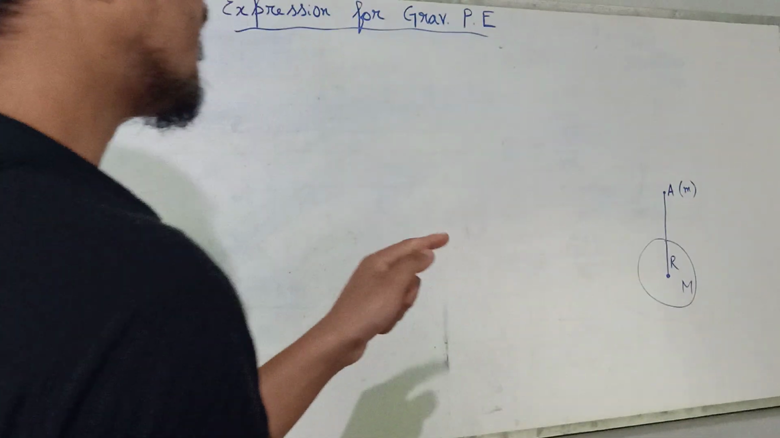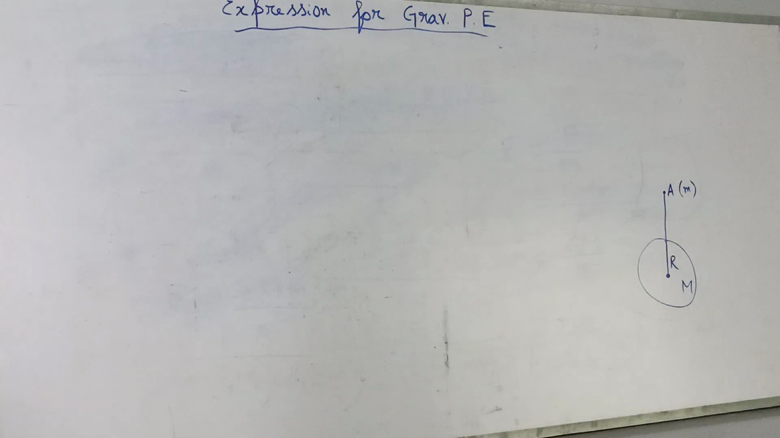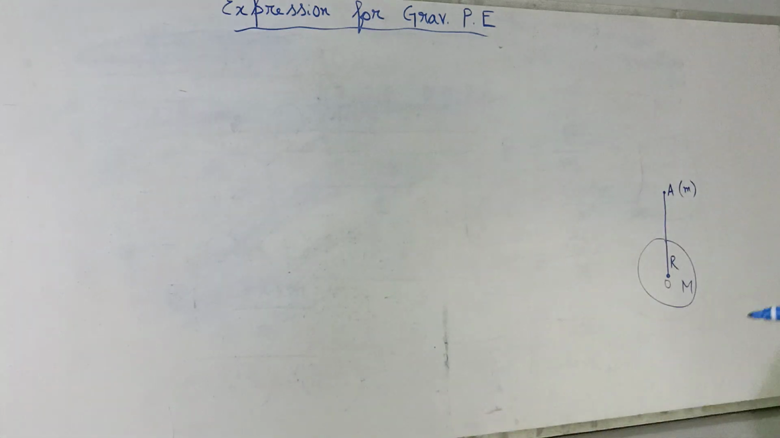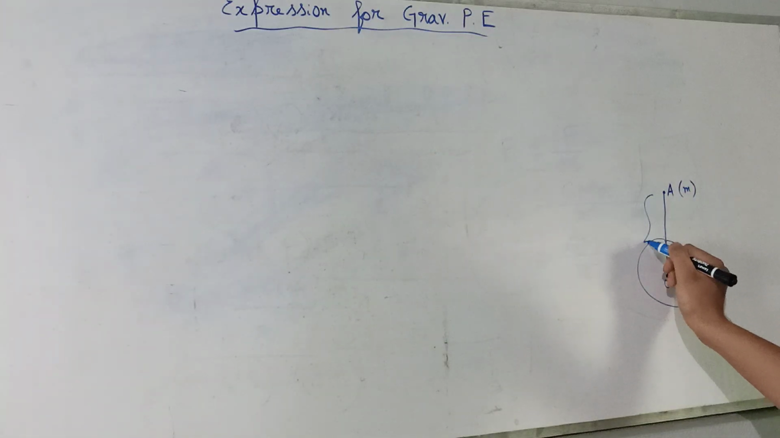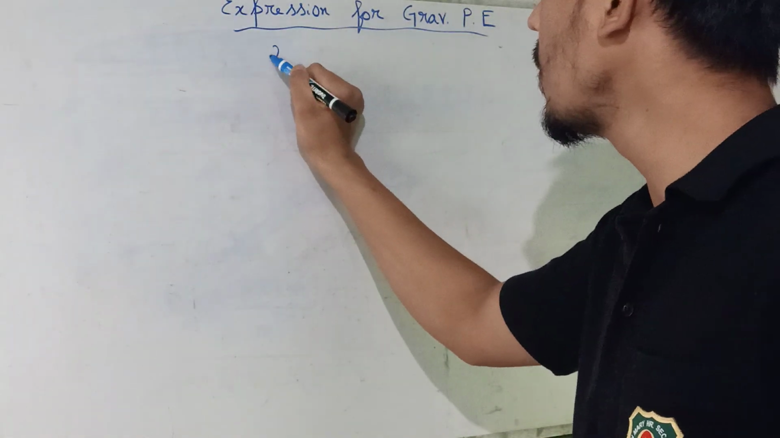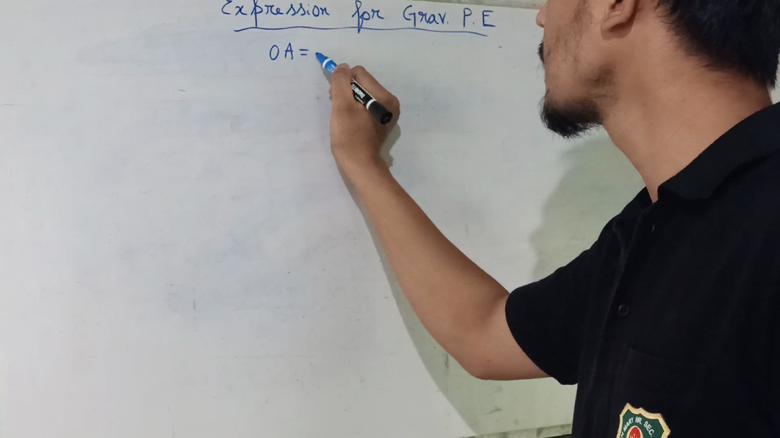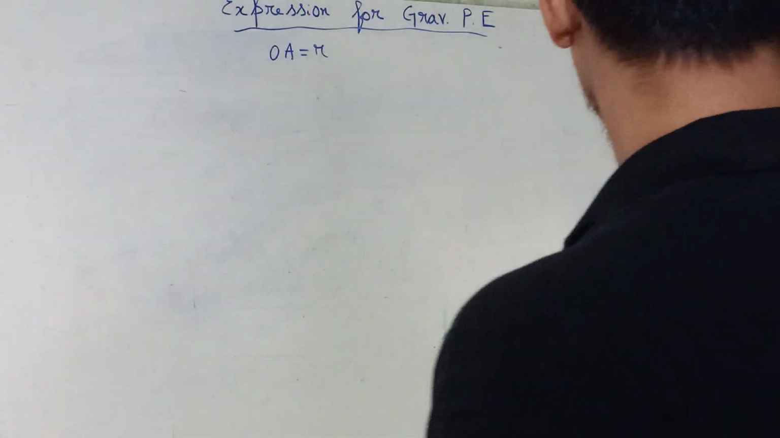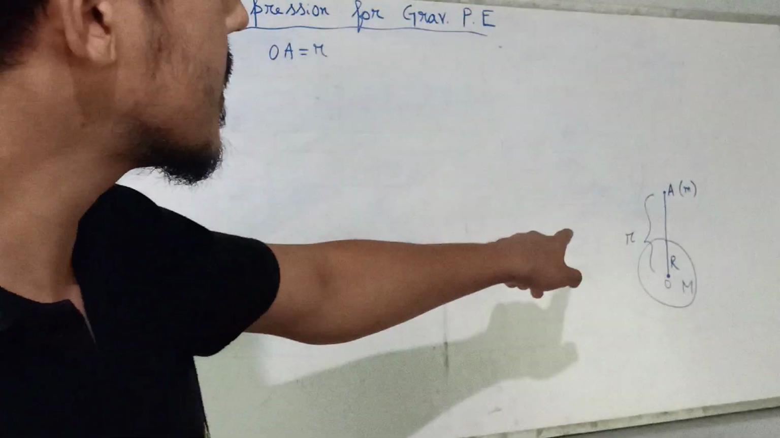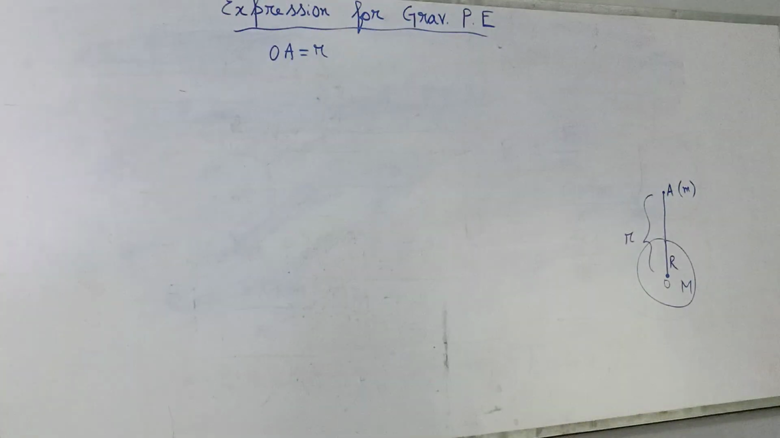Let us say that the distance of this point A from the center of the Earth is given by r. O is the center of the Earth. That means OA is equal to small r. So there is a body of mass m lying at a point A, which is at a distance small r from the center of the Earth.